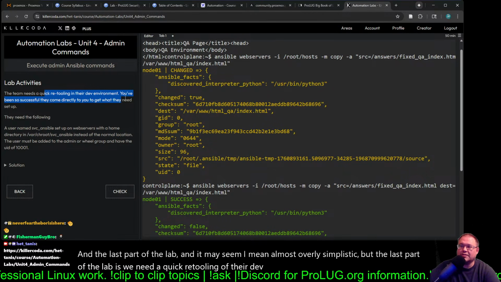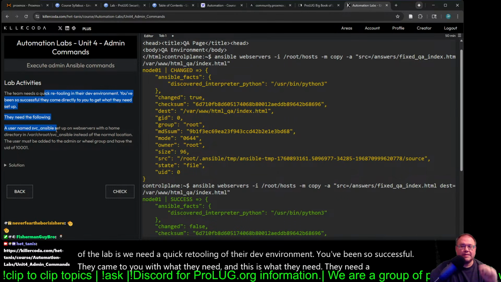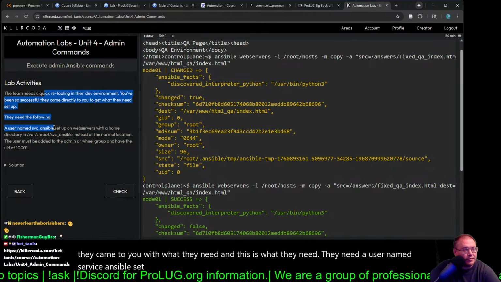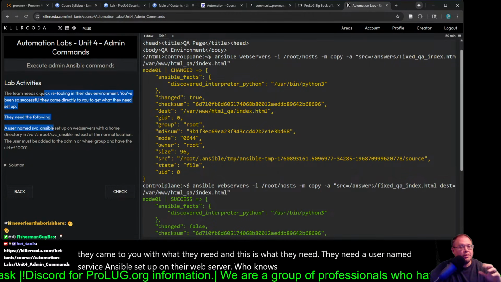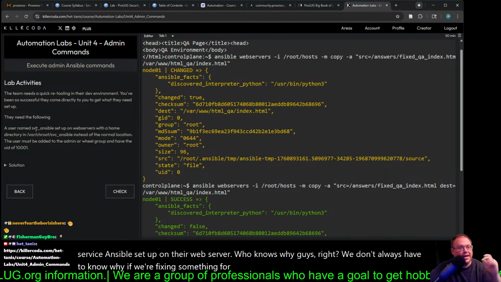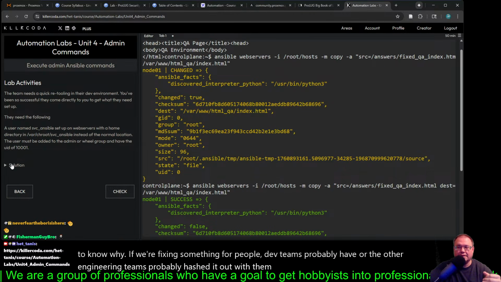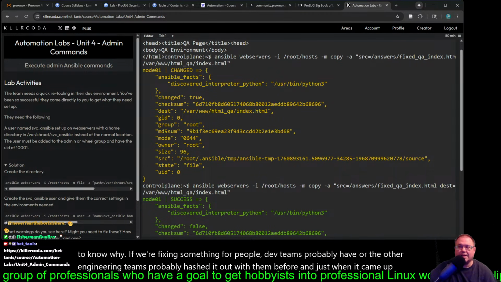You've been so successful, they came to you with what they need, and this is what they need. They need a user named service_ansible set up on their web server. Who knows why, guys, right? We don't always have to know why if we're fixing something for people. Dev teams, or the other engineering teams, probably hashed it out with them before, and when it came up, the system wasn't exactly what they wanted.